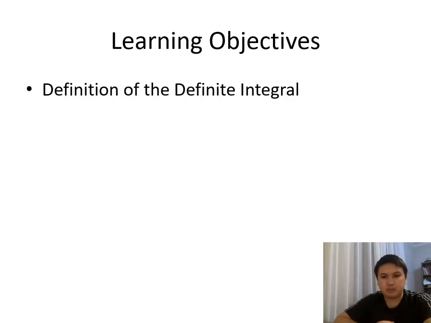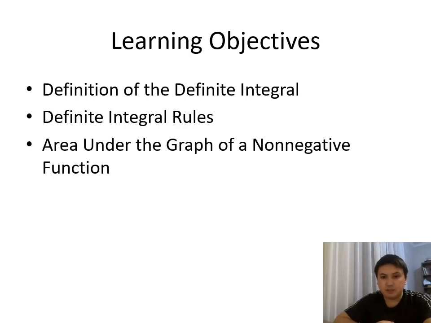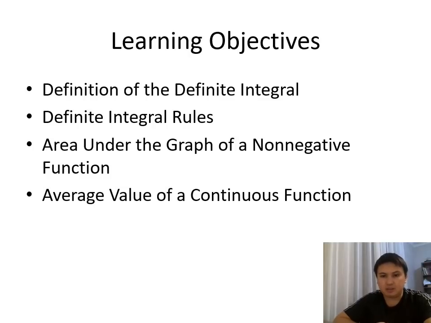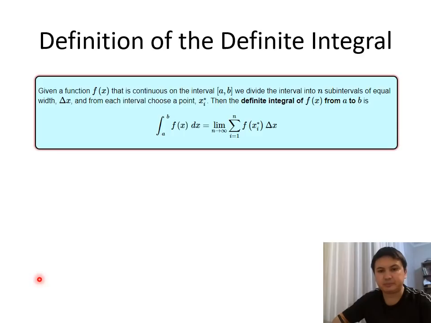Learning objectives are: first we will define the definite integral using Riemann sums, then we will give the properties of definite integrals, then we will see the relation between area and definite integrals, and finally, we will do some examples on how to find the average value of a continuous function. So let's get started. Let's start with the definition of the definite integral.